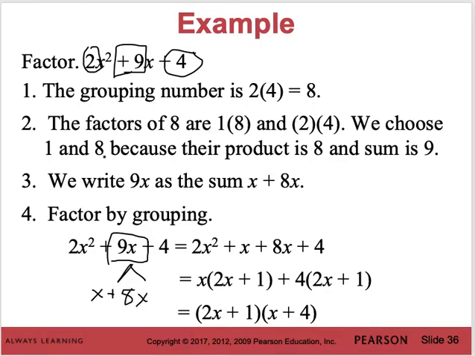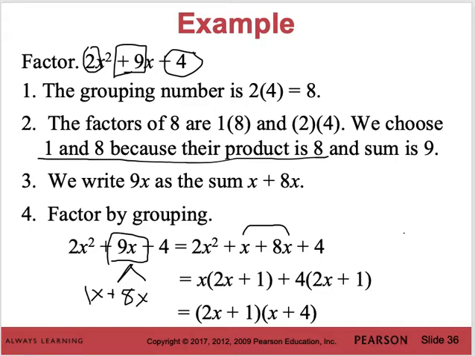Okay? Because we chose 1 and 8. So we're rewriting 9 as a product of its 1 and 8, the factors that we chose. 2 times 4 gave us 8. Okay? So now we have it rewritten as 2x squared plus x plus 8x. This was what's new. Plus 4. So now what can we do? Can we rearrange this some way and take out common factors?